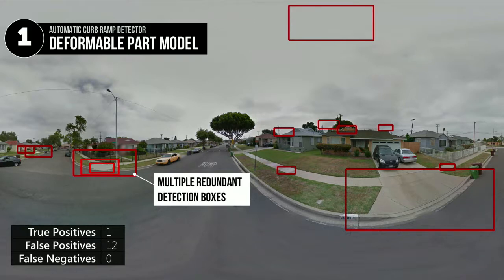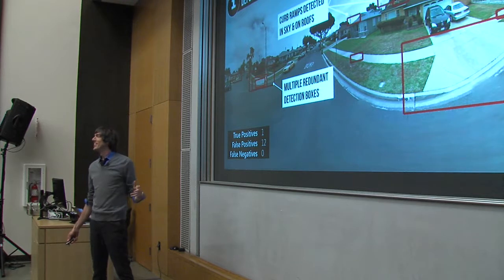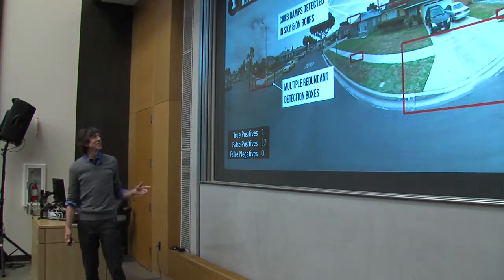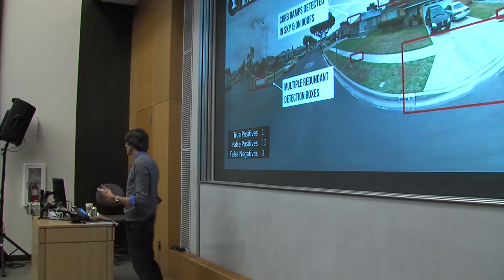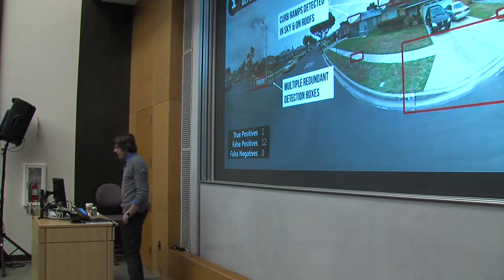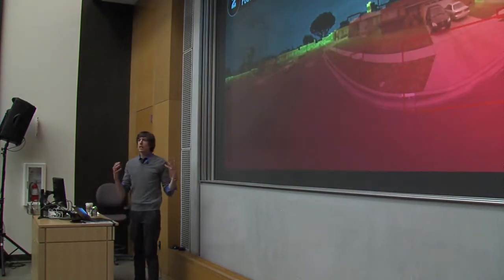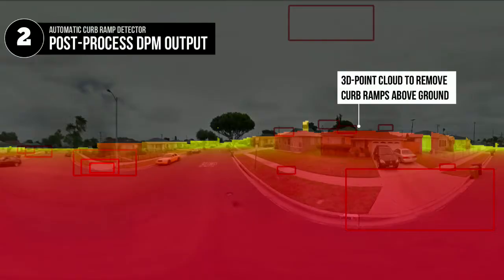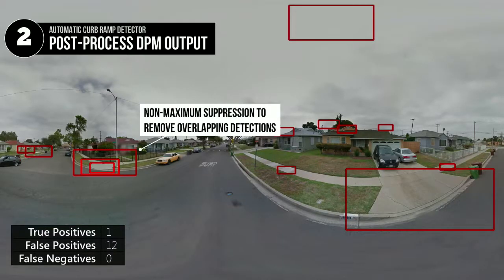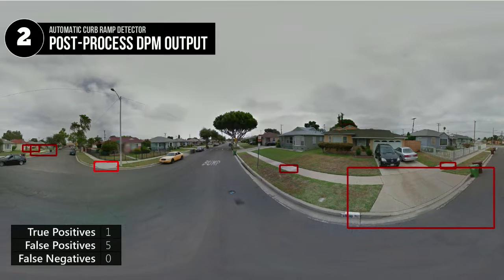But more alarmingly, we found curb ramps in the sky. And what are they doing up there? Why are we investing money putting curb ramps in the sky? So we use the LiDAR data to filter out anything that's above the ground plane. And we also use non-maximum suppression to get rid of some of the overlapping bounding boxes. And this drops down our false positive rate to 5.